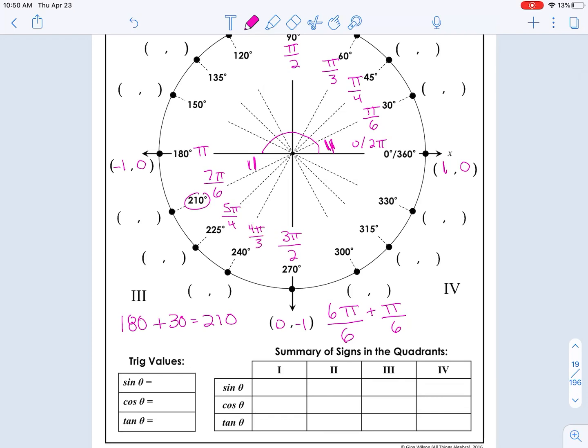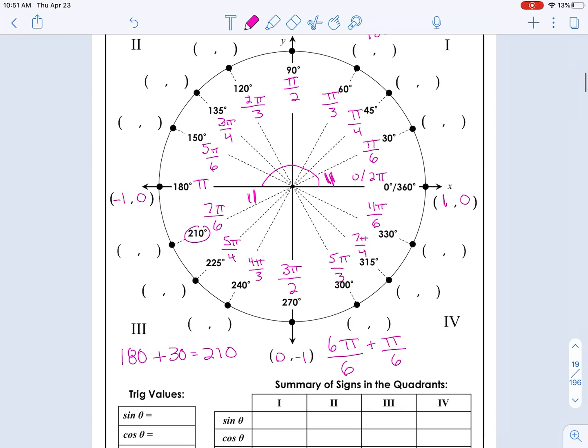Then we got 4 pi over 3. We got 3 pi over 2. This one, 300, is 5 pi over 3. And this one is 7 pi over 4. And this one is 11 pi over 6. And then this is 2 pi over 3. And this is 3 pi over 4. And 150 is 5 pi over 6. Okay, we converted all of the different radians.